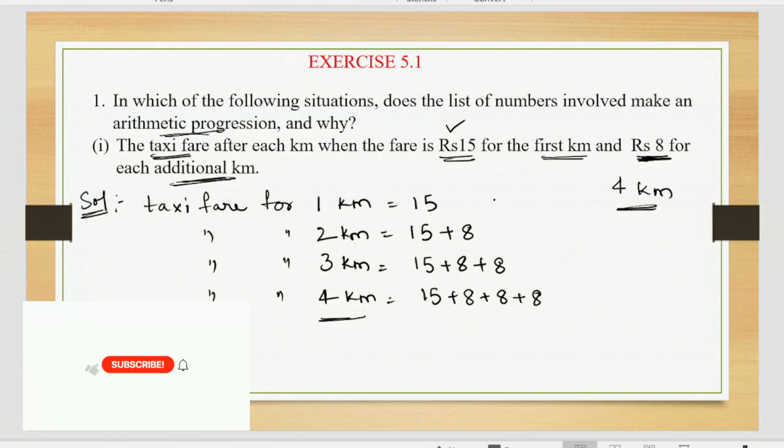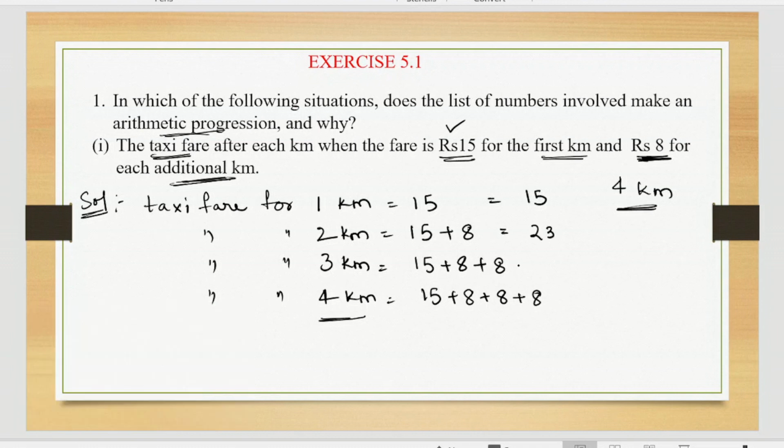Okay, clear? Now see here, this is 15, right? And this will be 15 plus 8 is 23. Here you will get 23. 23 plus 8 is 31. Here you will get 31. 31 plus 8 is 39. So what are the fares? That is 15, 23, 31 and 39.